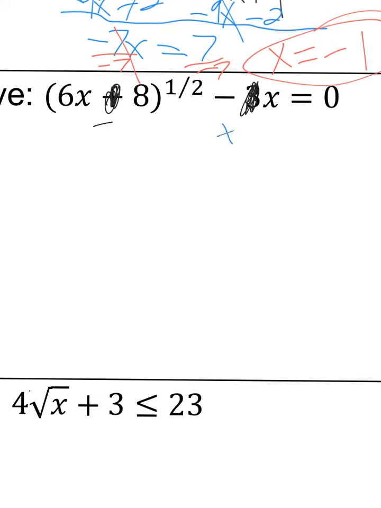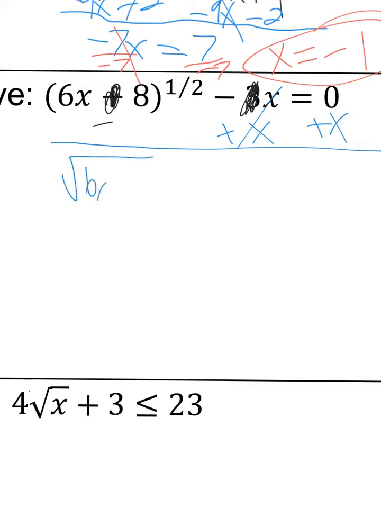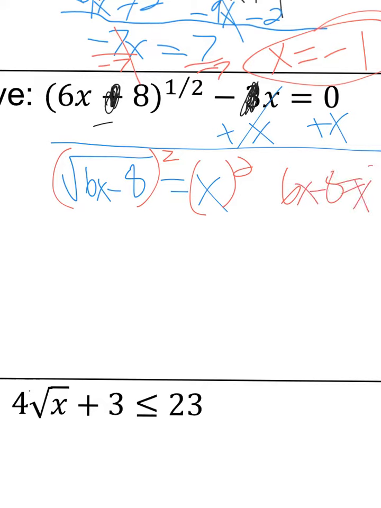So the first thing I'm going to do is I'm going to add x to the other side. Alright, and I'm going to change the 6x minus 8 to the 1/2 to the square root of 6x minus 8. They're the same thing. I feel like it's easier to understand if you write it as a square root. So it's going to equal x now, and then just like last problem, I'm going to get rid of a square root by squaring both sides. So that's going to leave me with 6x minus 8 equals x squared.